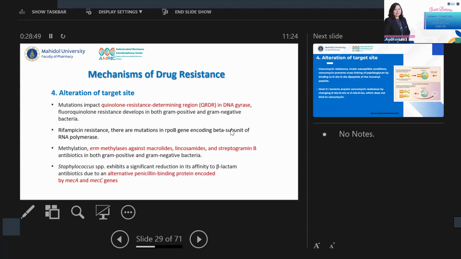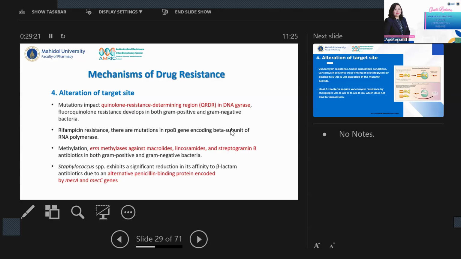Alteration of the target site means that you have to know what the target is. The target can be the cell wall, the target can be protein synthesis. And for this one, the target is the DNA gyrase, which is the target of the quinolone drug group. So making a mutation here would change the resistance level.